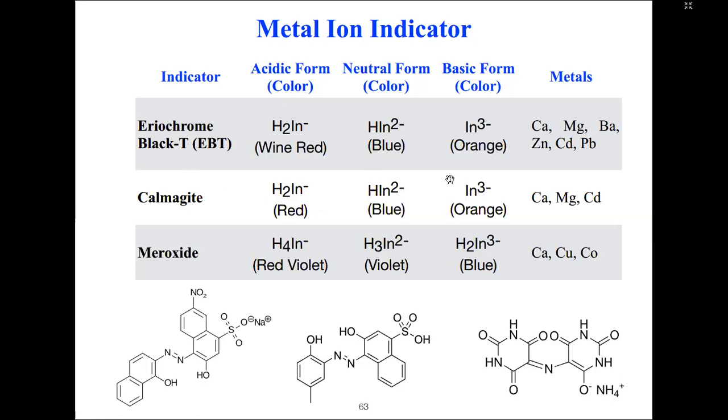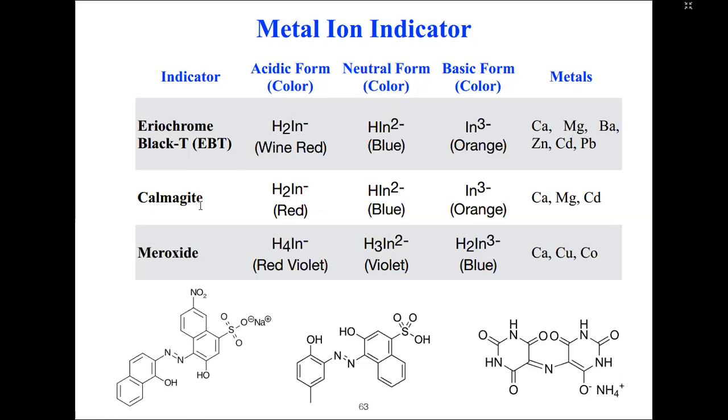And this EBT can be used to determine the concentration of metal ions: calcium, magnesium, barium, zinc, cadmium, and lead. Again, they have different colors at different pH. This is also trying to say they are at different pH. And this is how the structure is represented in the short form: the charge, the number of OH groups, and the indicator.